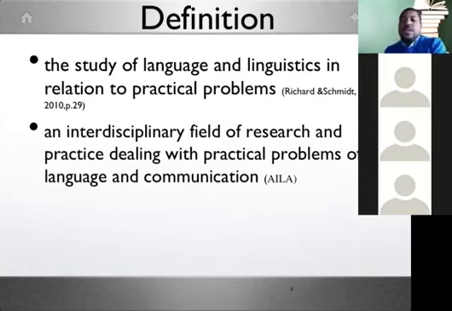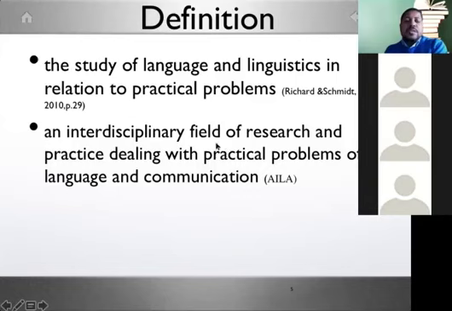So here, the keywords again: interdisciplinary, research and practice, practical problems, language, communication. The new term involved in this definition is interdisciplinary. This was not mentioned in the first definition. This term gives us an idea about the nature of this discipline. It is an interdisciplinary field. We'll discuss interdisciplinarity in detail in a while.